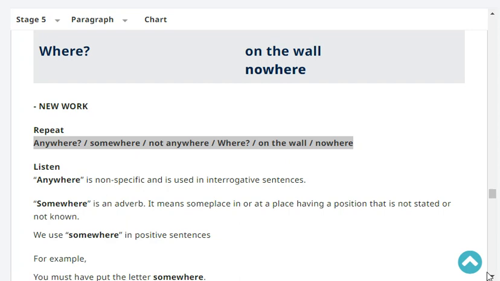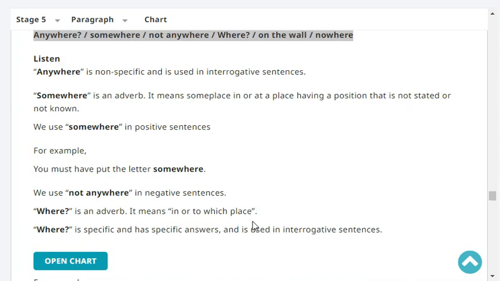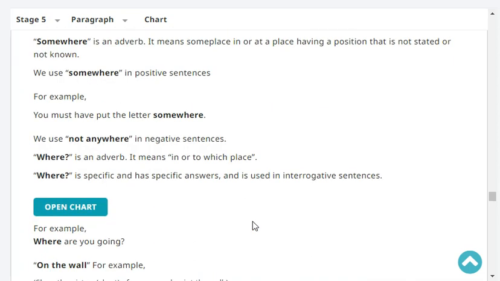Anywhere. The word anywhere is non-specific and is used in interrogative sentences like questions. Somewhere is an adverb. It means someplace in or at a place having a position that is not stated or not known. We use somewhere in positive sentences. For example, you have to put the letter somewhere. We use not anywhere in negative sentences.